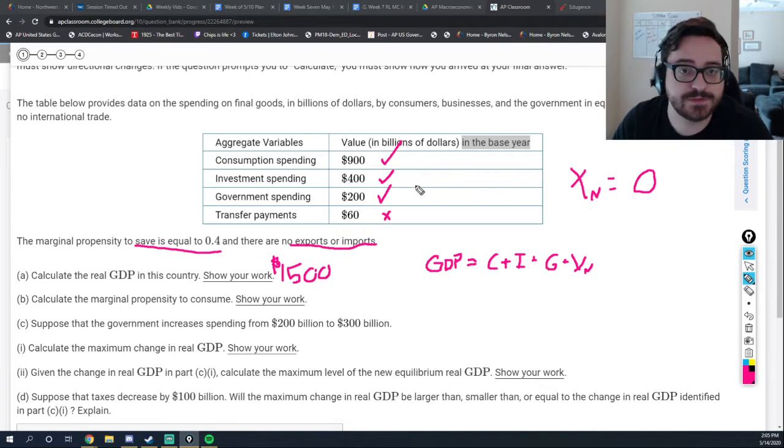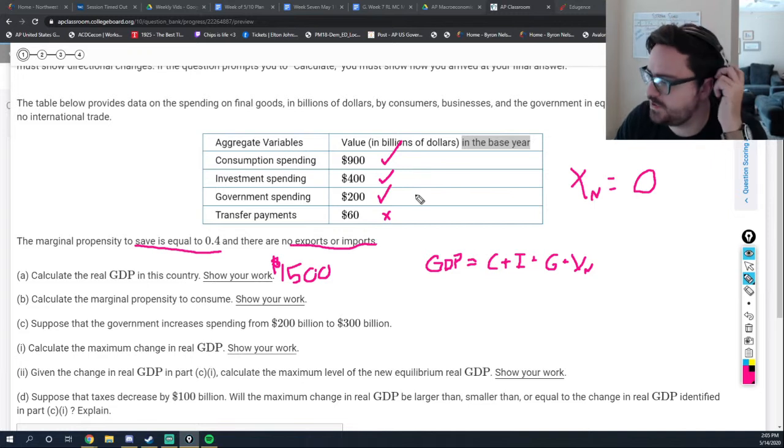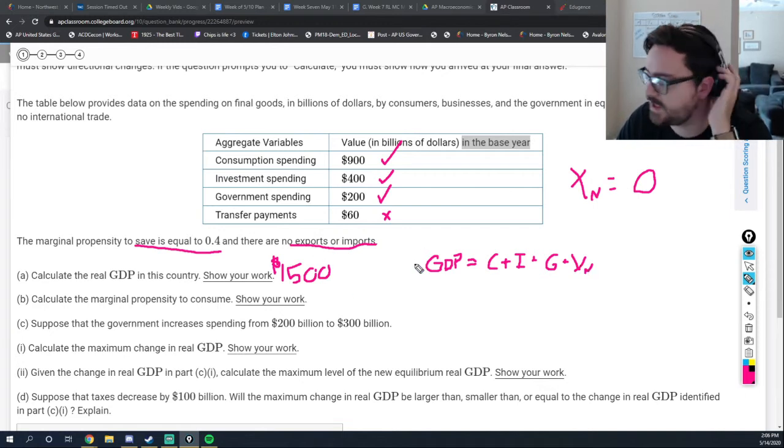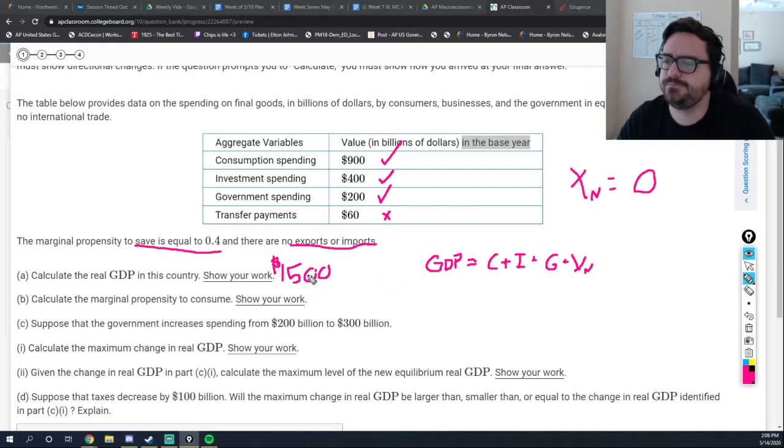Now, when you're doing that problem, when you're showing your work, I would write this formula and I would just plug in numbers. That's it. That's all you would be required to do for showing work. Just write this formula and then plug in 900 plus 400 plus 200 plus 0, or just don't include plus XN because there are no imports or exports. That would also have been fine, I think. So 1,500 is my answer there.